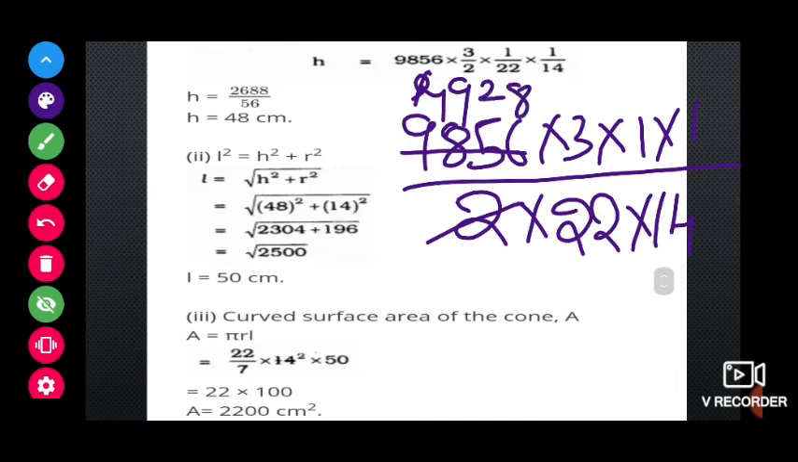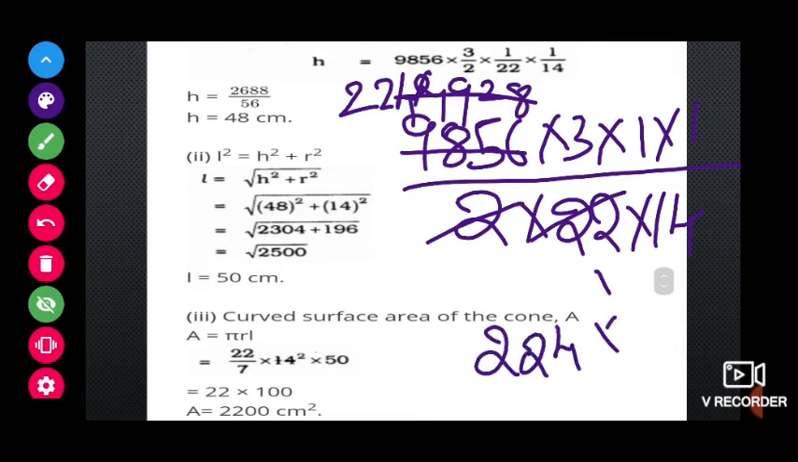Now with the 22 table, 22 ones, 22 twos are 44. Then the remaining is 52. 52 means again 22 twos are 44. 52 minus 44, 8. 88. So 22 fours are. So the remaining is 224, denominator 14 it will be there. So 224 into 3 by 14.